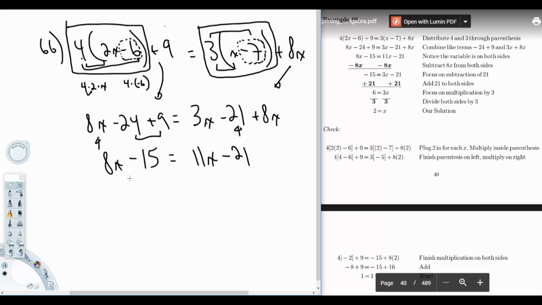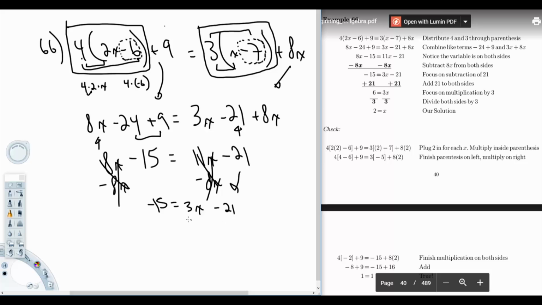All right. So this is the smaller number between 8x and 11x. So what we're going to do is subtract 8x from one side and 8x minus 8x on the other. So 8x minus 8x equals 0. Minus 15 carries over. Equals 11x minus 8x equals 3x. And the minus 21 carries over. Now we have minus 15 equals 3x minus 21.